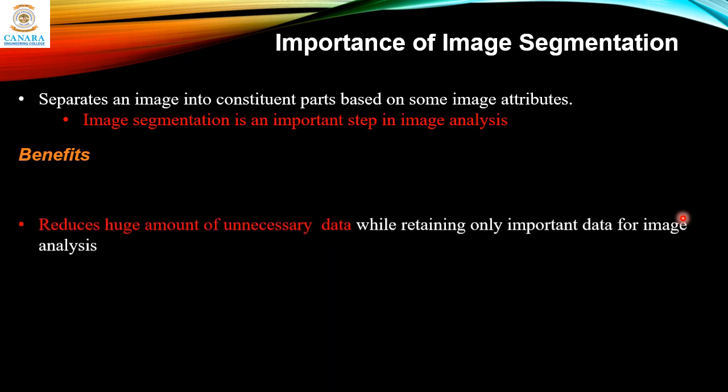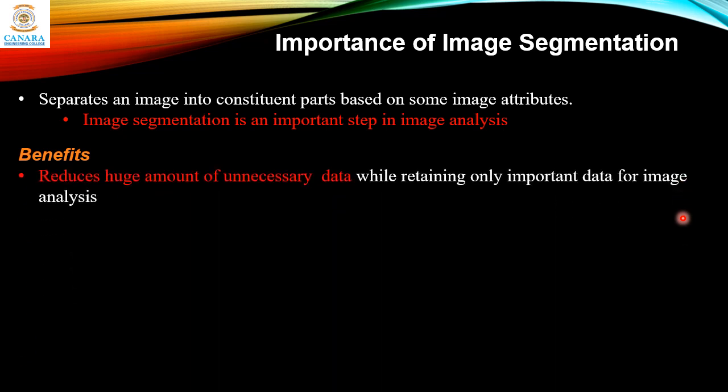So the benefits are: first one, image segmentation reduces huge amount of unnecessary data while retaining only important data for image analysis. Like if you are performing a number plate recognition, then you can get rid of all the unnecessary stuff in that picture apart from that number plate. So just identify that particular shape, rectangle, and then you can just ignore remaining pixel value. So that will save the amount of storage space that is required, plus the processing time and the resources, the computational power that is required to do the further processing.